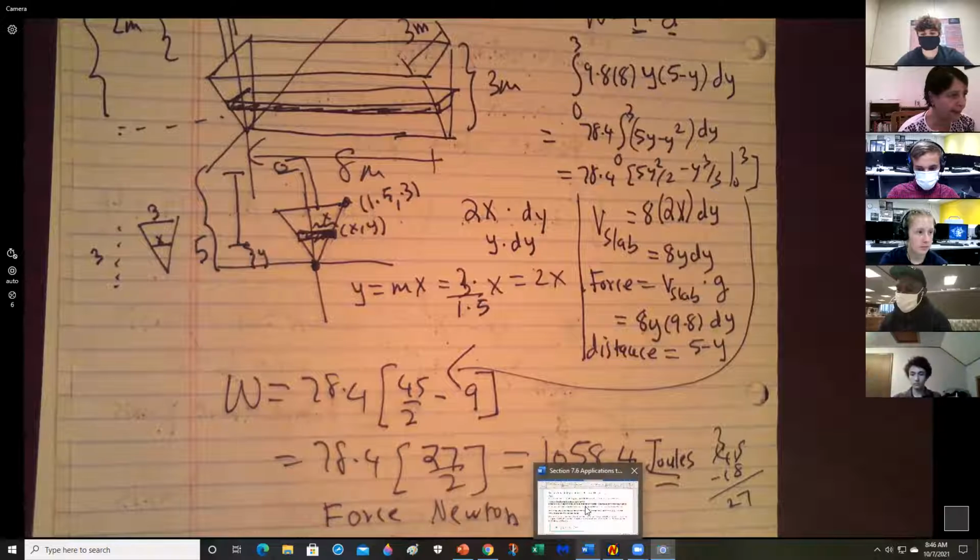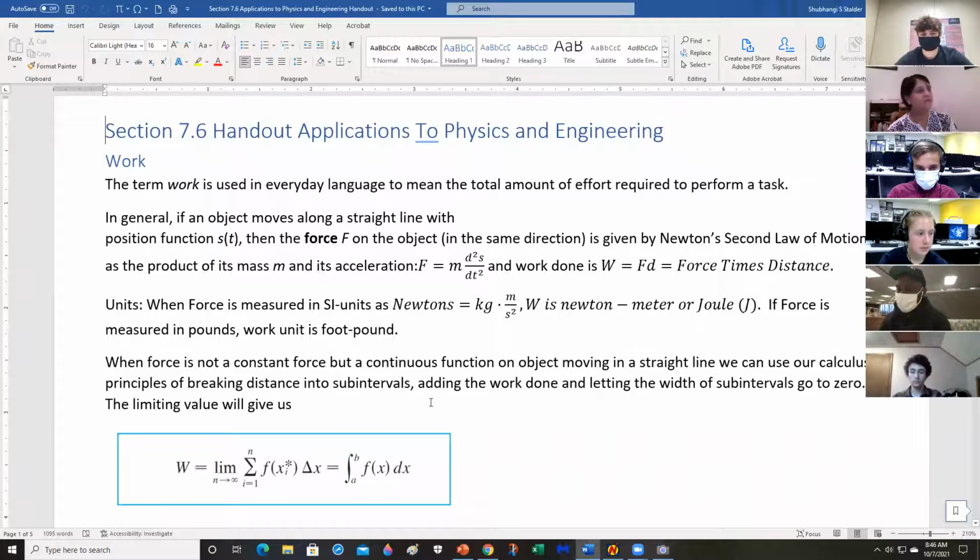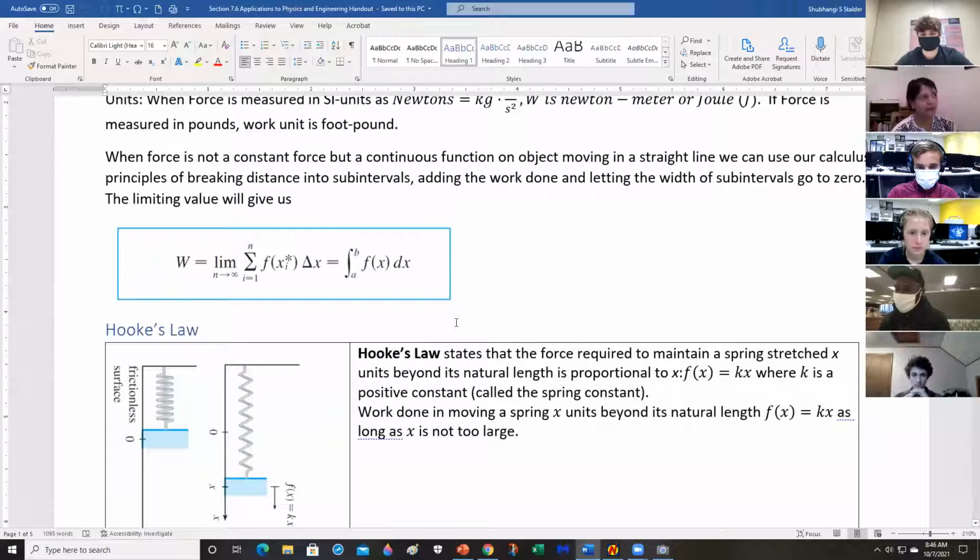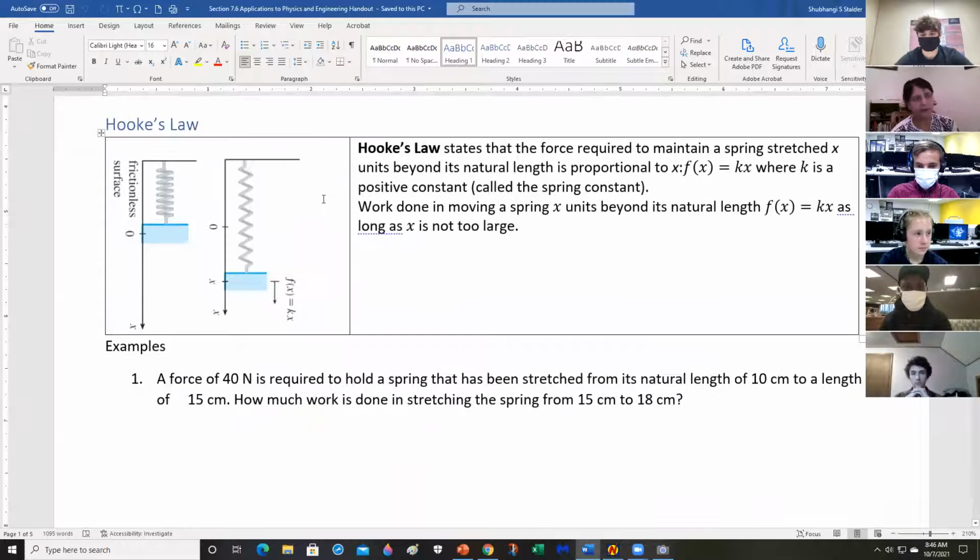So if you look, this is the force exerted, f of x dx. Hooke's law says that if you imagine a spring and you put a weight on it, what will happen? It will pull the spring down, isn't it? It will stretch the spring. So Hooke's law says that, like say this is my normal length and I want to stretch it this far, the force that's required to maintain that stretch is proportional to x, the distance that I'm stretching. So f of x equals kx.